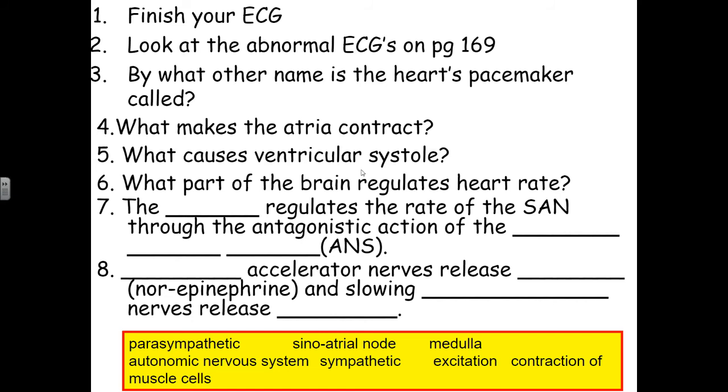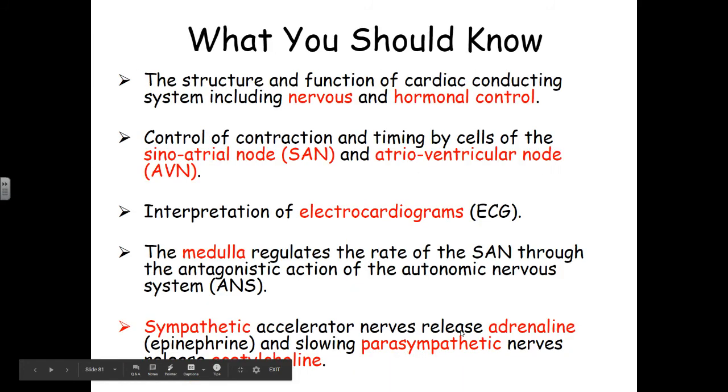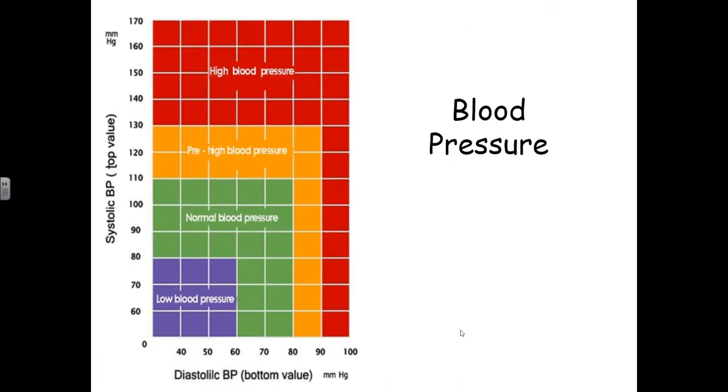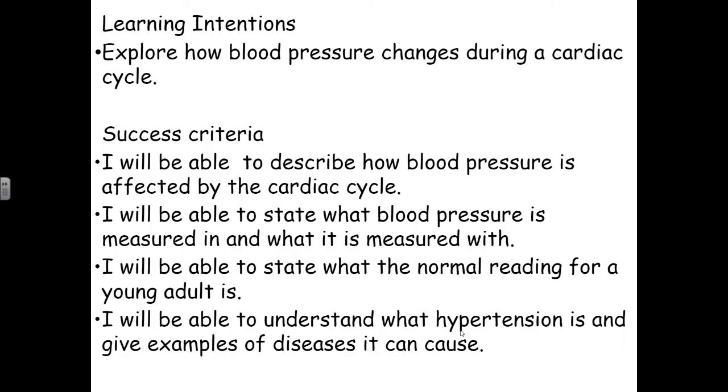We know that the medulla regulates the rate of the sinoatrial node through antagonistic action of the autonomic nervous system. We know that our sympathetic accelerator nerves release noradrenaline, and slowing parasympathetic nerves release acetylcholine. We're just going to quickly look at blood pressure while we're here.